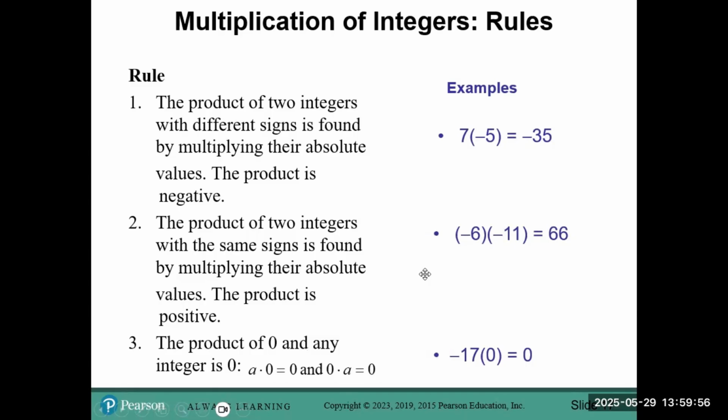You also want to remember that when we multiply by 0, we always get 0. Doesn't matter if it's positive, negative, or 0. Multiplying by 0 will always give me a result of 0.